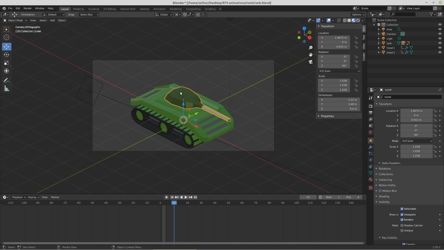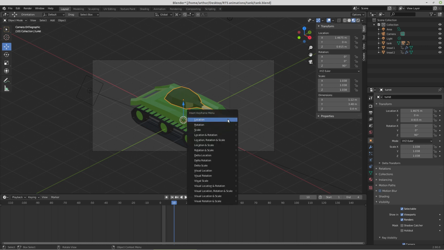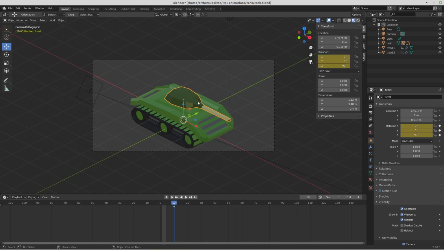So we're going to start off with the turret pointing up the x-axis and insert a rotation keyframe for the turret. I'm starting at frame 10 because I have the tank tread animation down here, so it's the first round number I can start at. Now we're going to advance 12 frames.